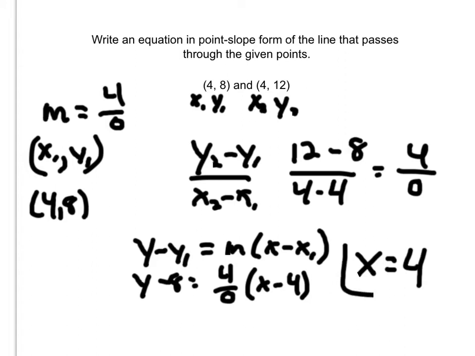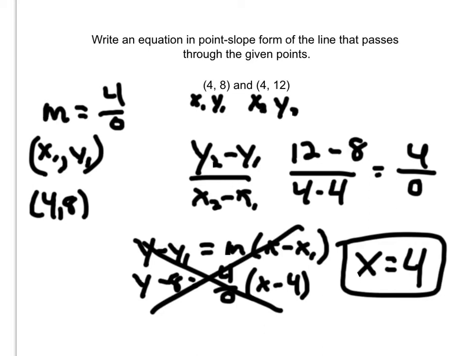Okay? And the reason for that is because none of this works because of the undefined slope. So this doesn't work. Okay, so we just have to write it in x equals form when our x's are the same. Okay, so that will never change. Anytime your x's are the same, your line is always just x equals whatever the x value is. Okay, we got 2 more examples.